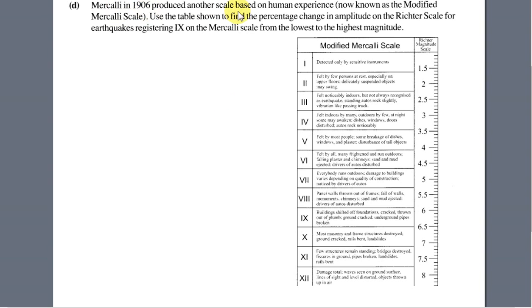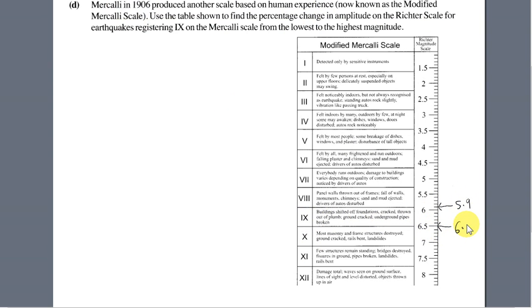Mercalli in 1906 produced another scale based on human experience, now known as the modified Mercalli scale. Use the table shown to find the percentage change in amplitude on the Richter scale for earthquakes measuring 9 on the Mercalli scale, from the lowest to the highest magnitude. Now, the lowest magnitude for an earthquake registered 9 on this scale is this value here. Just project across here. This value here is 5.9. And as you can see, this value here is 6.5. So this scale here is the magnitude, Richter magnitude scale.